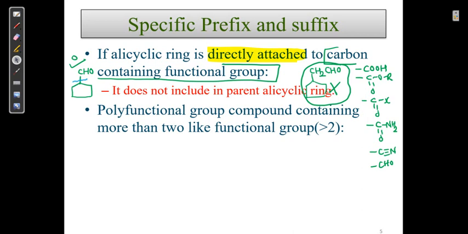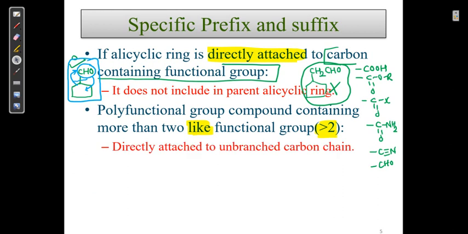Means, so if you see here, in case of this one, then you are getting the confusion. If I make this, then there are two confusions. The confusion number one is, either my minister is in an office. Second thing is, my minister is present on the ground. So to solve that confusion, we have a special prefix and suffix we have to use when it is like this. Or in another case, for the same functional group, if you have polyfunctional groups containing more than two like functional groups. Like functional group is very important. And it should be more than two. Means it starts from three.